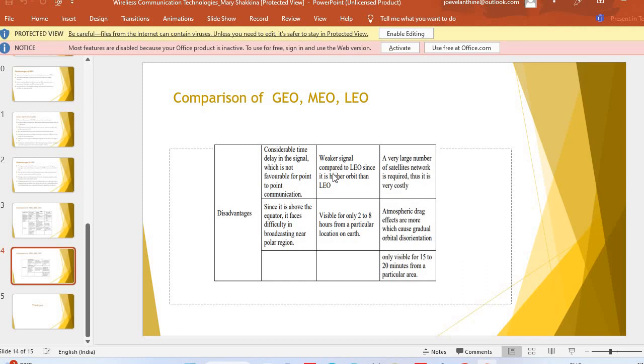Next, it is a weaker signal compared to LEO. For LEO, a very large number of satellites network is required, thus it is very costly. And the disadvantage is, it is above the equator. It faces difficulty in broadcasting near polar region. Visible for only 2 to 8 hours. Atmospheric drag effects are more, which cause gradual orbital disorientation. It is visible only for 15 to 20 minutes from a particular area.